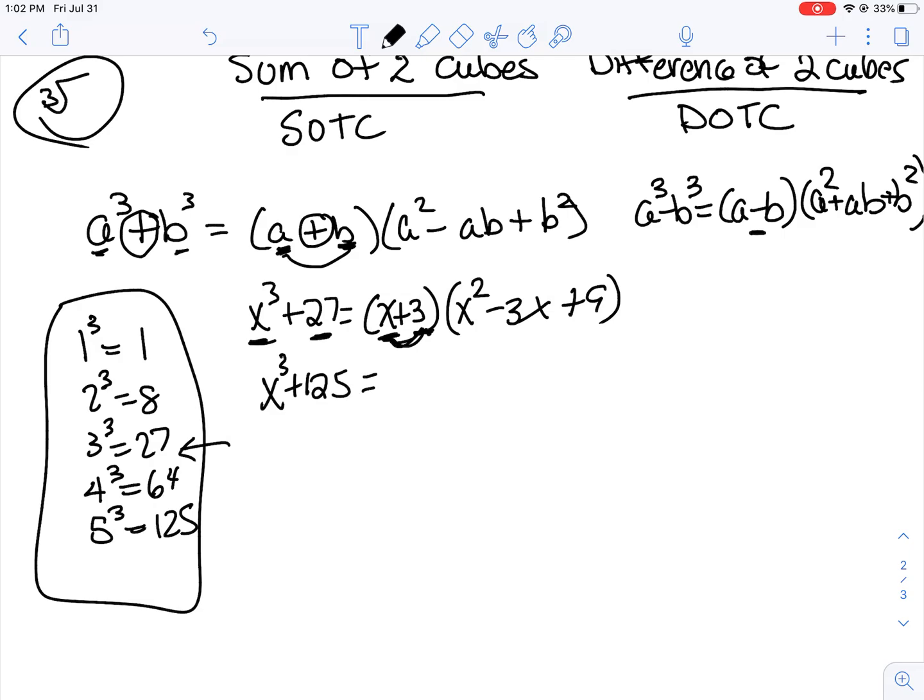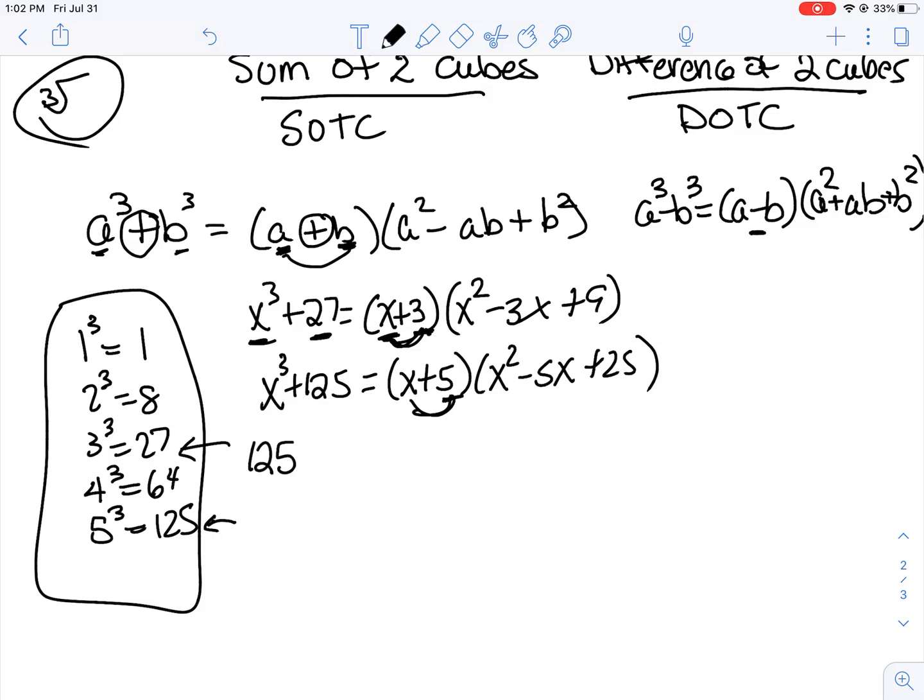Let's try x cubed plus 125. Again, break that down to x plus 5. For 125, I can look on my chart here. And I square, I times these two together, put a subtraction, and then I square that last term. So square, multiply, square.